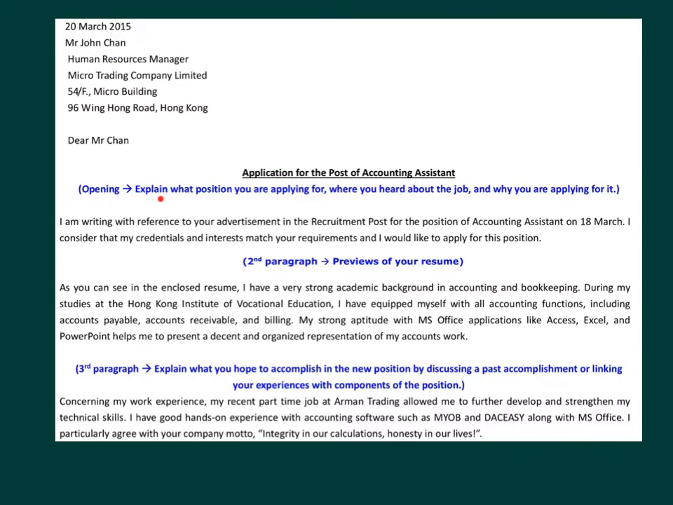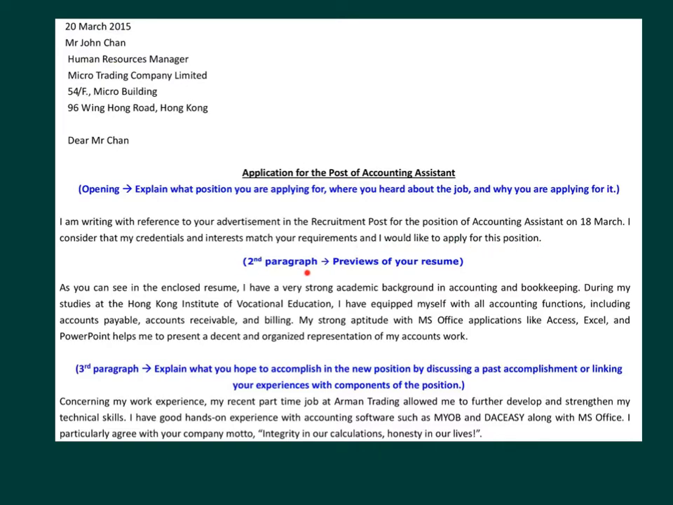Opening. Explain what position you are applying for, where you heard about the job, and why you are applying for it. For example, I am writing with reference to an advertisement in the recruitment post for the position accounting assistant on 18th of March. I consider my credentials and interests match your requirements. I would like to apply for this position.